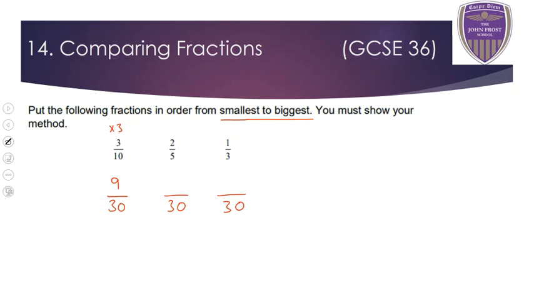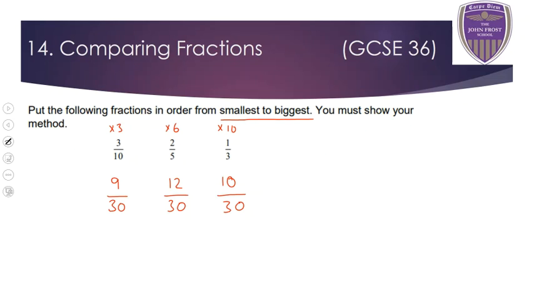Then for the second fraction, there was a 5 on the bottom. We've made it into 30 by timesing by 6, because 5 times 6 is 30. So we have to times the numerator by 6 as well. 2 times 6 is 12. Then for the last one, we've clearly timesed it by 10. 3 times by 10 gives you 30, so 1 times by 10 gives you 10. It's important you don't just change the bottom numbers and keep the top the same. It's an equivalent fraction. So whatever you've multiplied the denominator by to make 30, times the numerator by the same amount. Now it's obvious for us to see which one's the biggest, which one's the smallest.